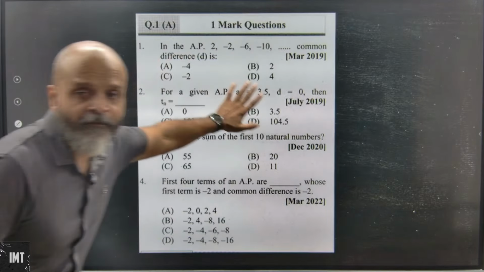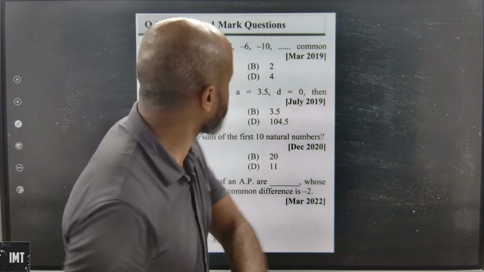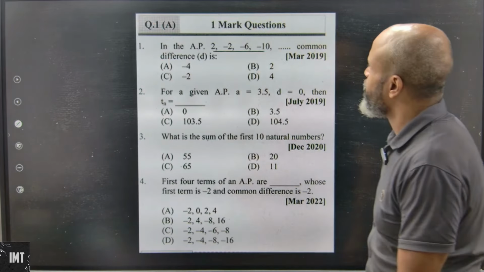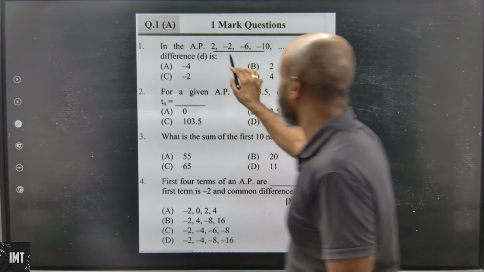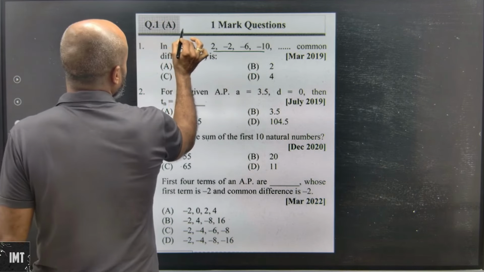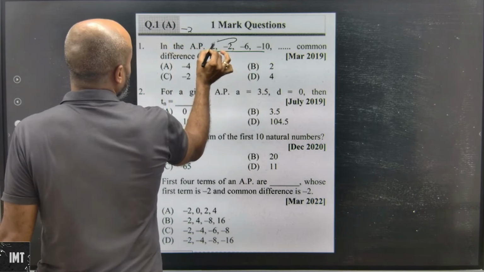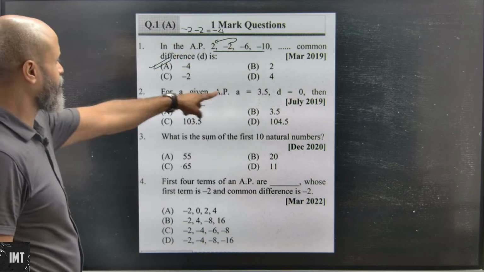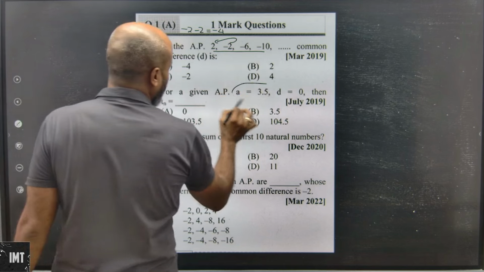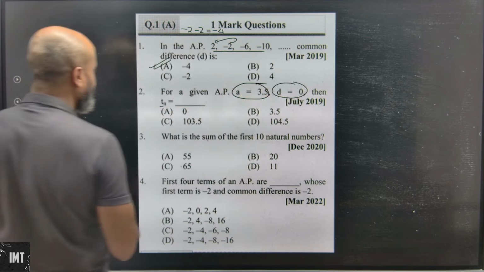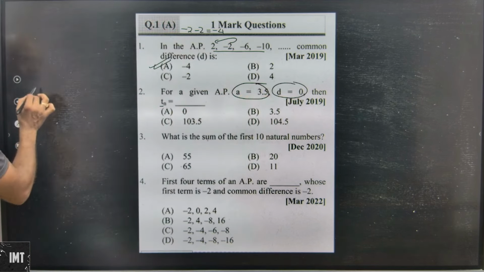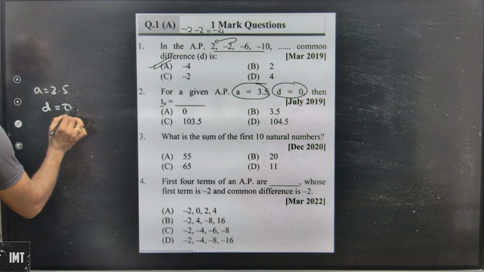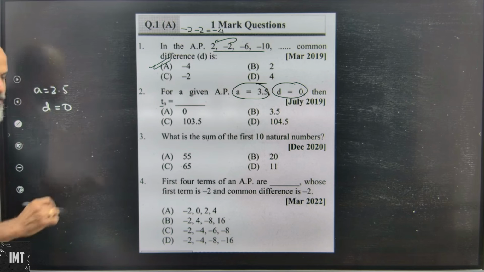Here we have questions from the state board, especially the Maharashtra state board. If the AP is 2, minus 2, what will be the common difference? So the common difference will be minus 2 minus 2, that's going to be minus 4. Straight away, this would be the answer. For the given AP, A is equal to 3.5 and D is equal to 0. If A is equal to 3.5 and the common difference D is equal to 0, it is obvious that all the terms are going to be the same.